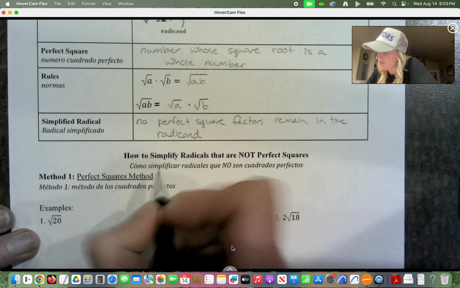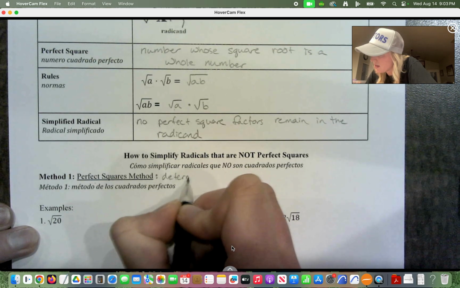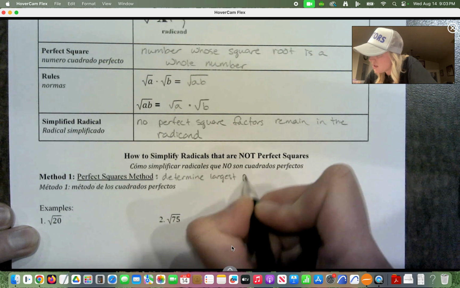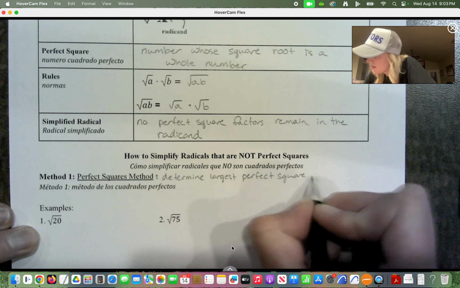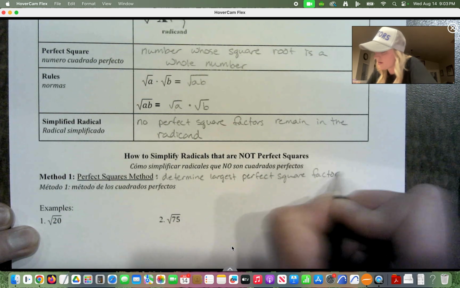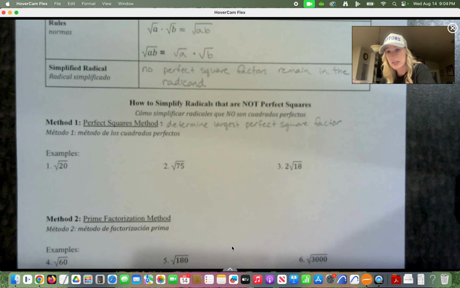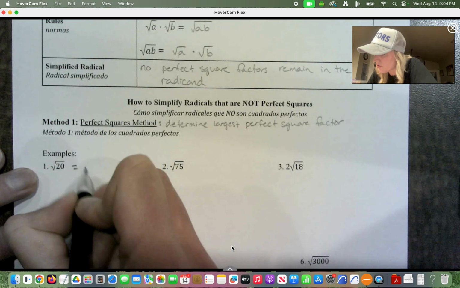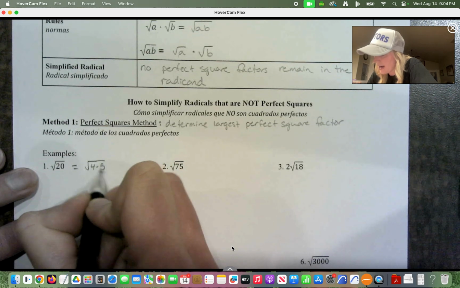So perfect squares method is determine largest perfect square factor. Okay, so for 20, the numbers that go into 20 that contain a perfect square are 4 and 5. 4 is the largest perfect square that goes into 20. So I'm going to rewrite square root of 20 as 4 times 5, right?